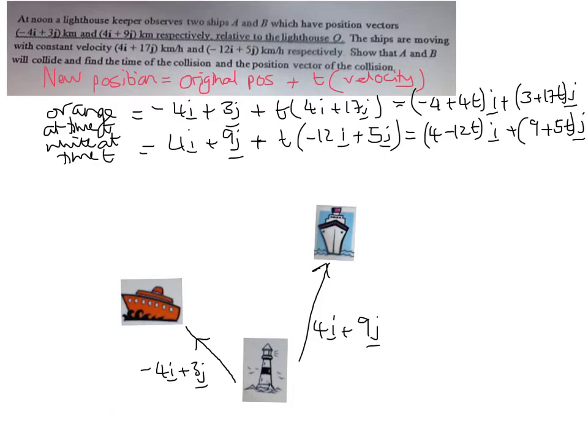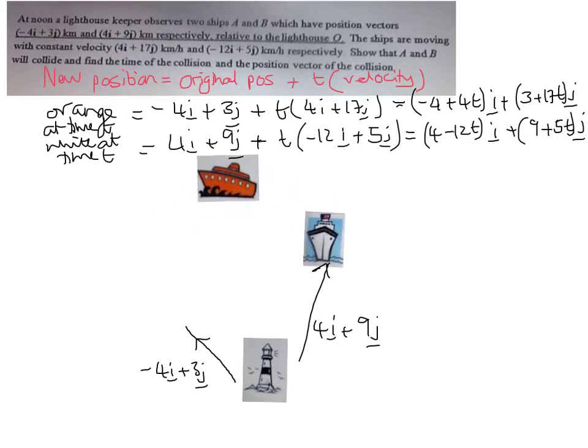So you probably got the idea already, even if you didn't from the question, that if this one's going this way and this one's going this way, they might crash. So what happens when ships crash is that they are in the same position. That probably sounds really obvious, but they're in the same position.